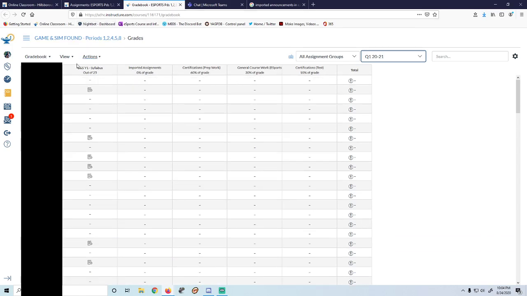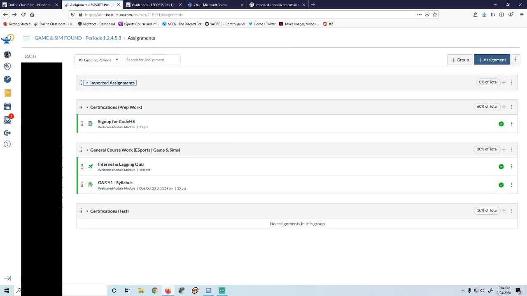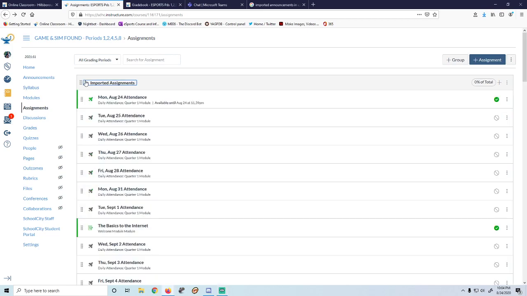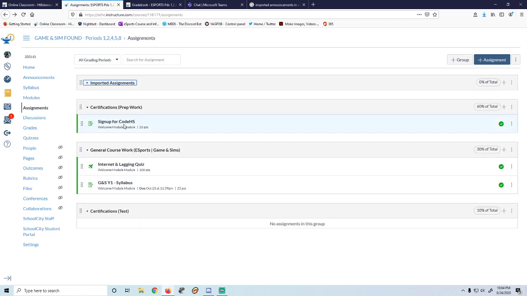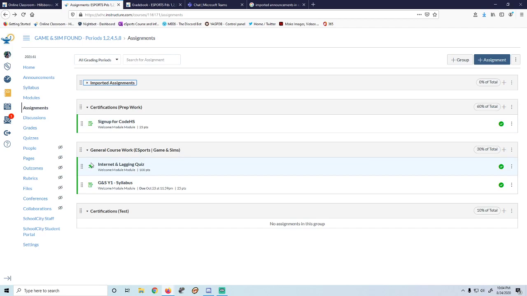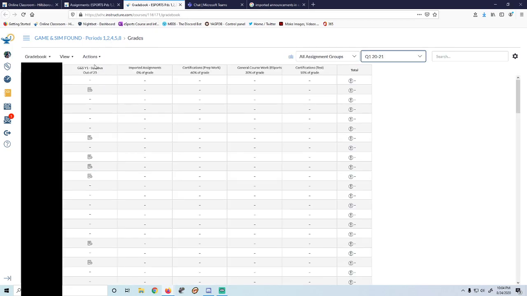These are just the buckets, and this is my assignment. The only one that's showing is the syllabus. Here are all my assignments. I have these four assignments: attendance, Code HS sign up, quiz, and syllabus. Two assignments and two quizzes. You see that rocket ship designates a quiz. But either way, what matters is they're published, they're assignments, they've been put into buckets. Yeah, when I go to gradebook, they don't show.